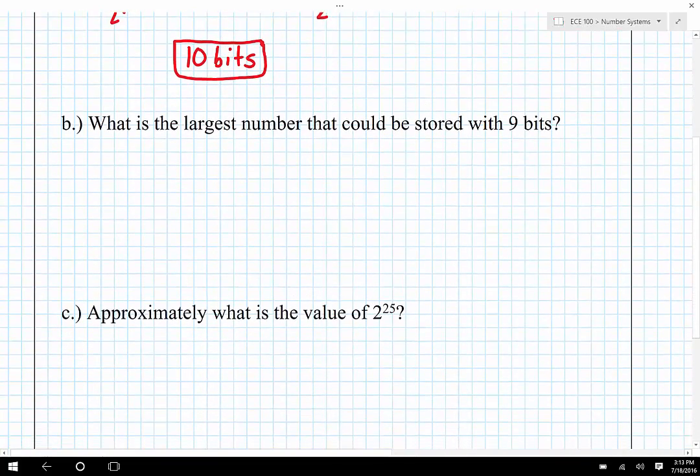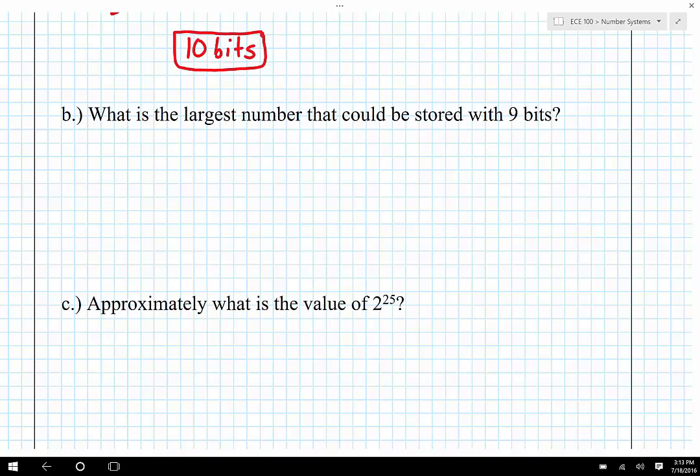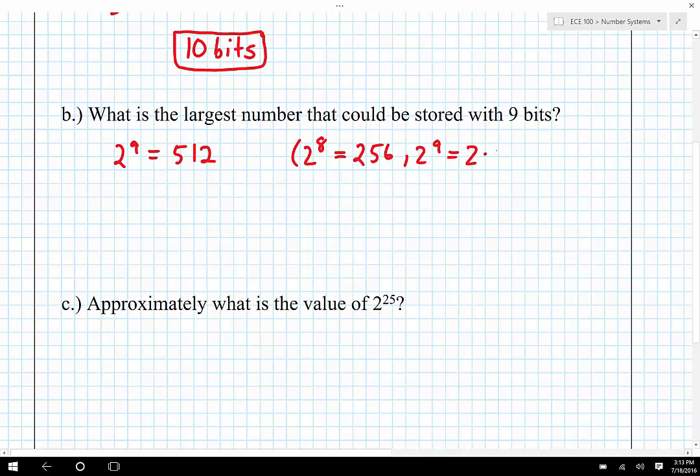What is the largest number that could be stored with 9 bits? Well, I guess I kind of just answered that a little bit. 2 to the 9th is equal to 512, and a good shortcut for remembering this is that 2 to the 8th is a very important number. This will be 256. And 2 to the 9th is equal to 2 times 2 to the 8th. 2 times 256 would be 512.